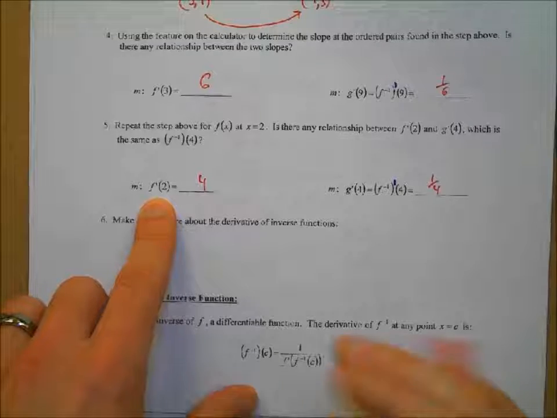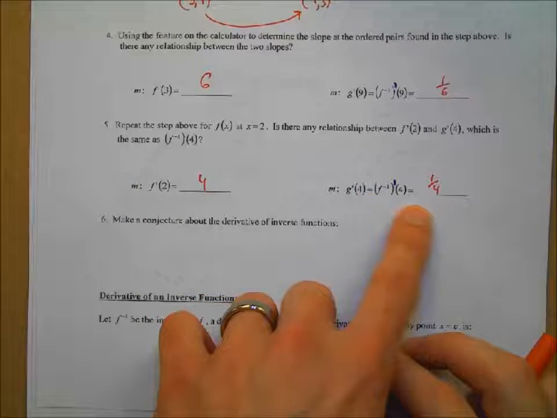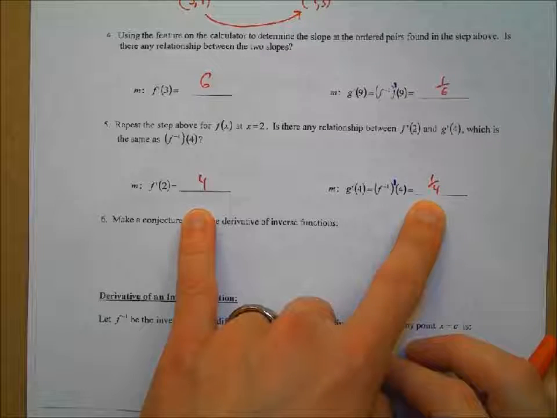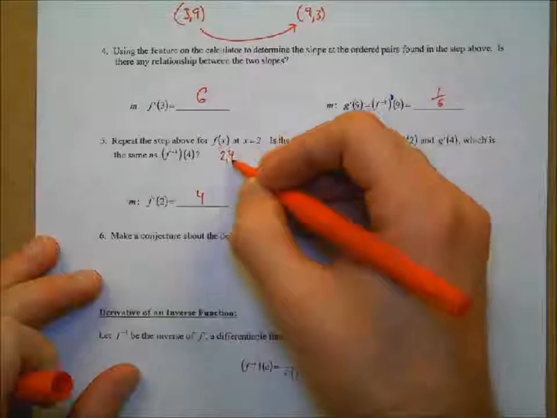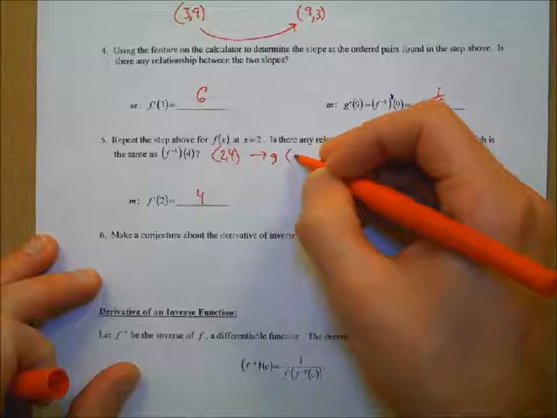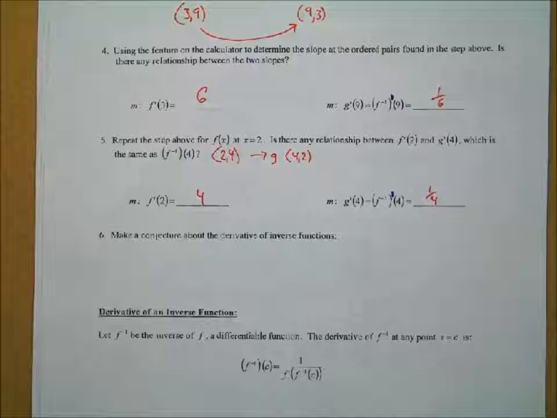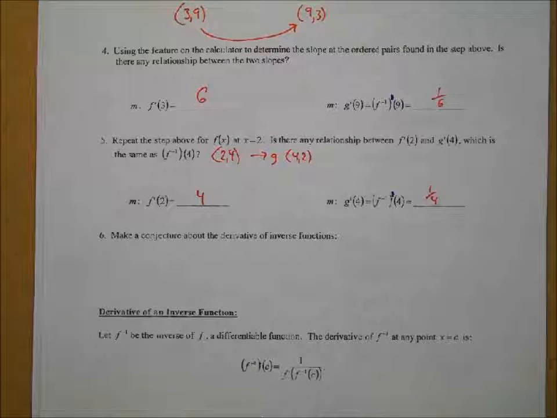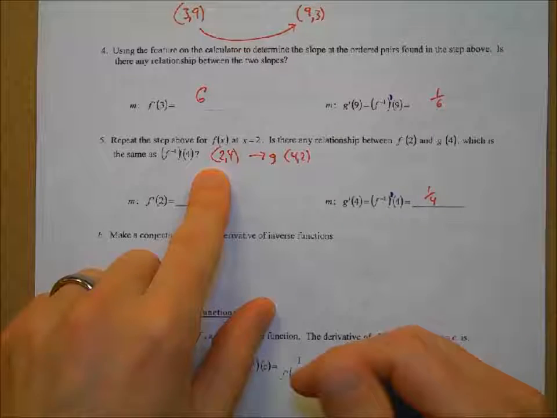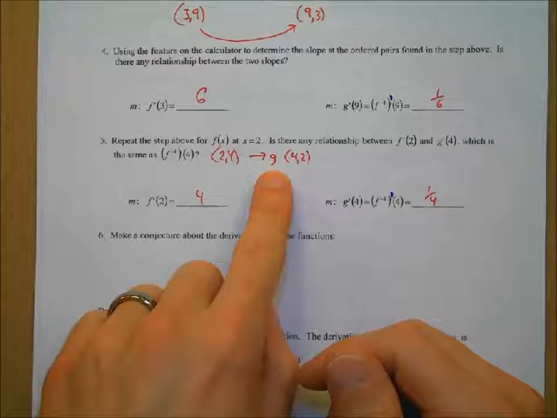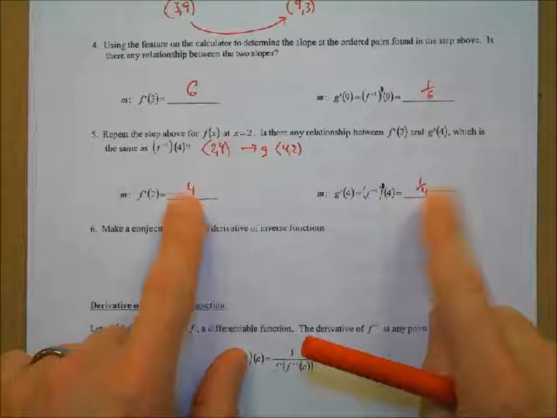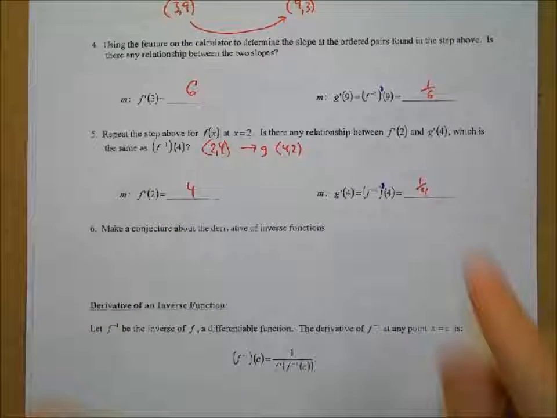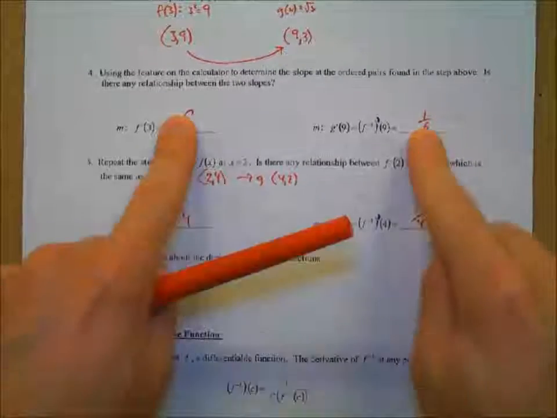Same thing here. Evaluating f prime at 2, and then evaluating f inverse prime at 4, we get 1/4 and 4. Again, f at 2 is the point (2, 4), and for g that point would be (4, 2). And so we can see that there is a relationship when we evaluate the derivative of a function at a specific x value, and the derivative of the inverse of the function at the inverse point. The slopes are related. In fact, they are reciprocals of one another.